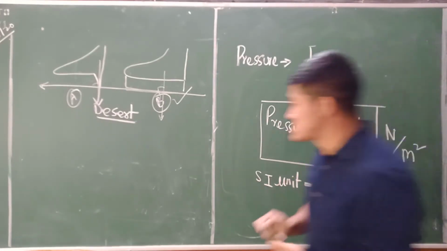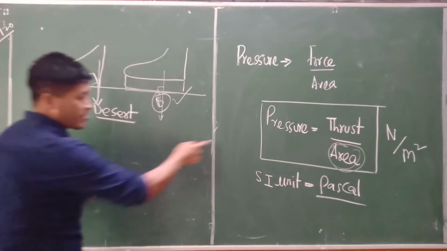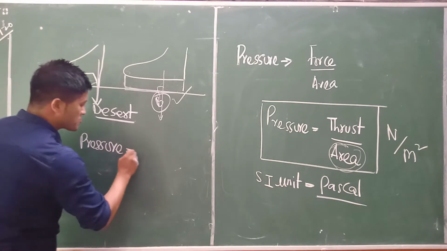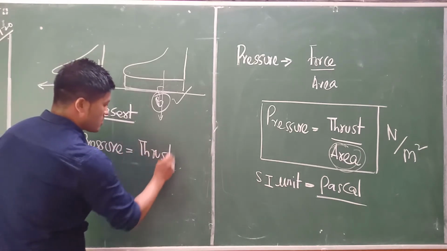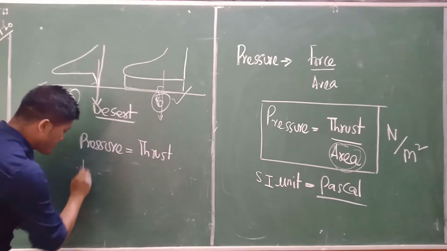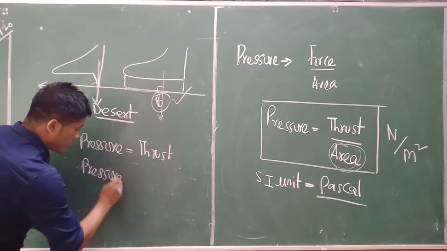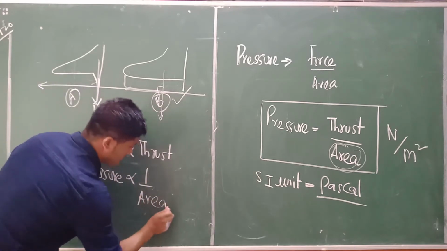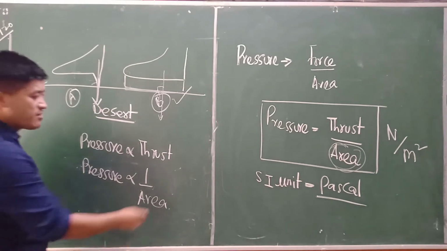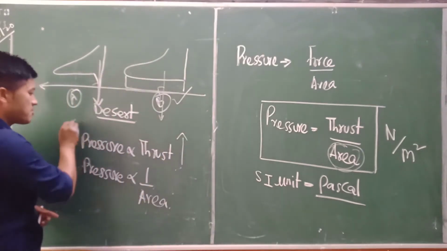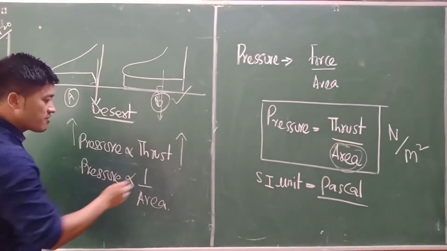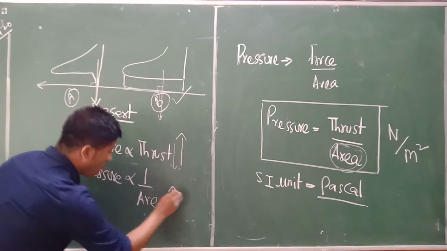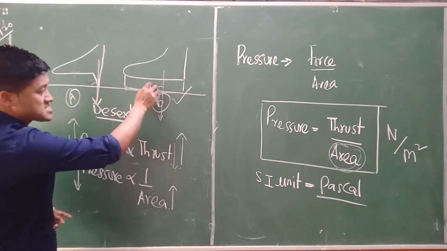So, taking this example, we will study this one. That is, pressure is equal to thrust, but pressure is inversely proportional to 1 upon area. So what I'm trying to say is, if the thrust is more, the pressure will be more. If the thrust is less, pressure is also less. But if the area is more, the pressure will be lesser. That is the case over here.